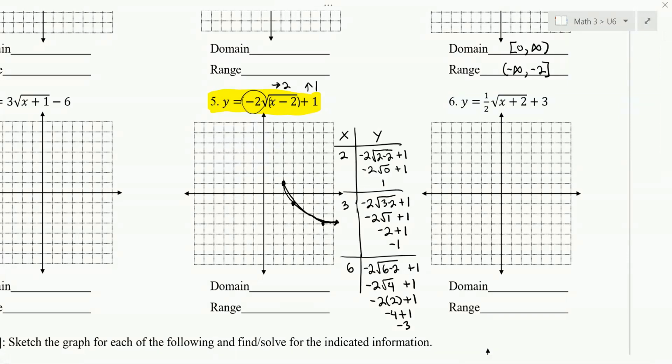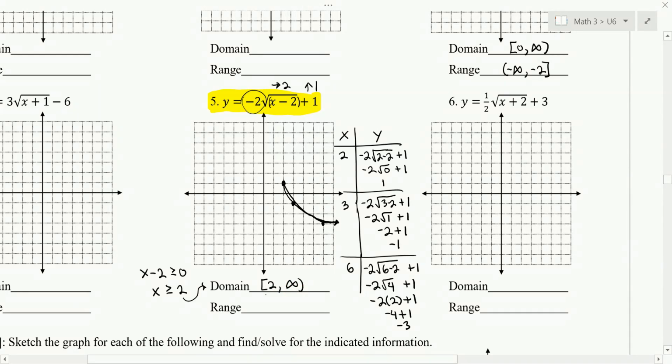So for the domain, the part underneath our square root is x minus 2, and that part has to be bigger than or equal to 0, because if it's not, it will have a negative value giving us something that's not real. So I'm going to add 2 to both sides of this, and I get x has to be bigger than or equal to 2. So our domain is everything starting at 2 to infinity. And we see that in our graph.